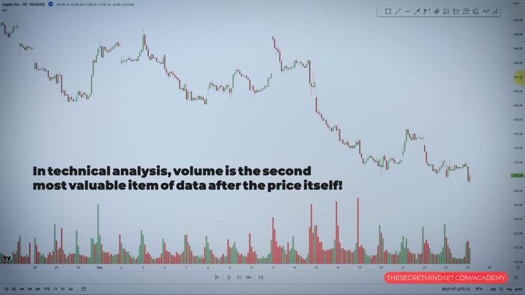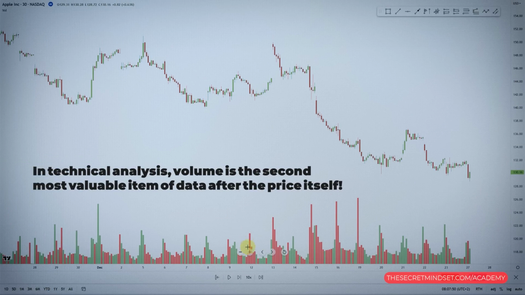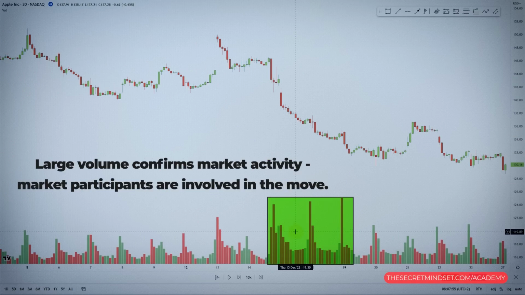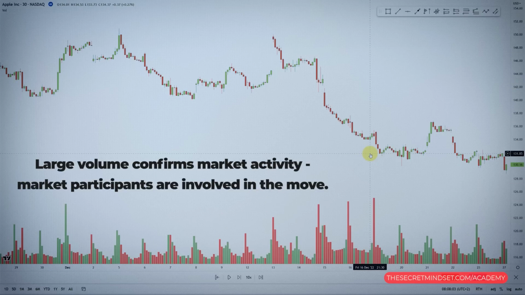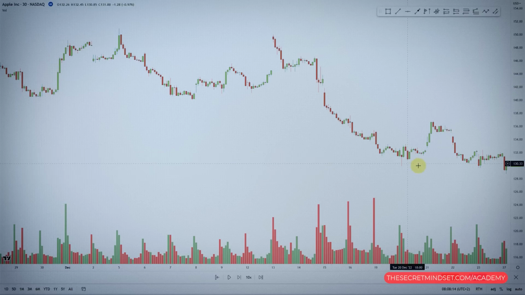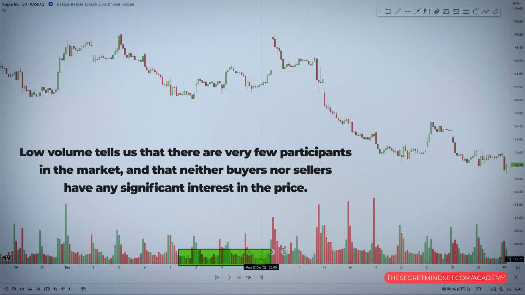In technical analysis, volume is the second most valuable item of data after the price itself. Large volume confirms market activity and that market participants are involved in the move, including smart money, who bring the highest turnover to the market. When the smart money are trading, it means they are interested in price at certain levels, and they literally push the price up or down. Low volume tells us that there are very few participants in the market, and that neither buyers nor sellers have any significant interest in the price.